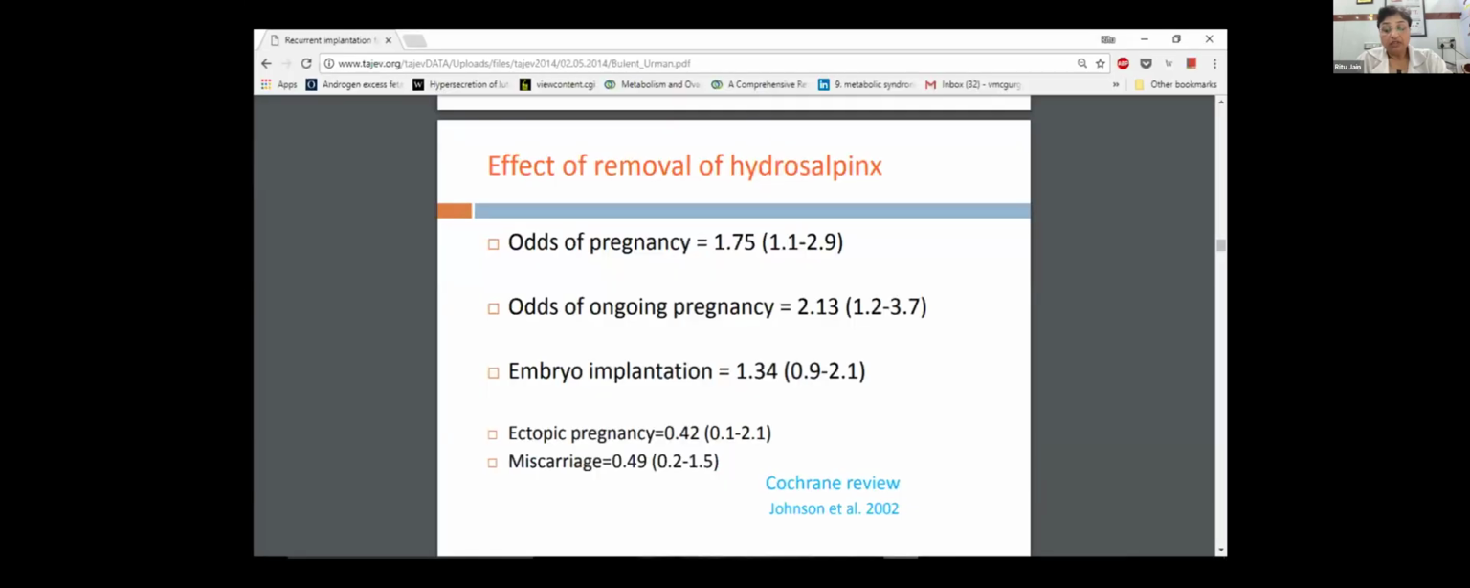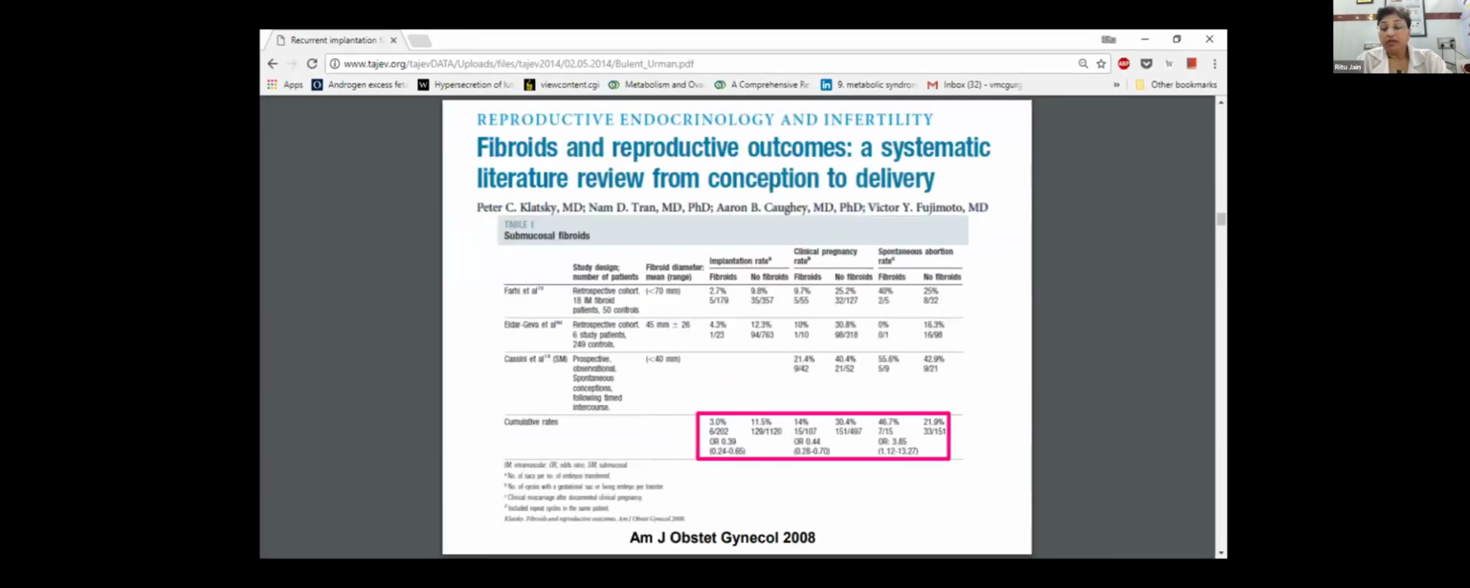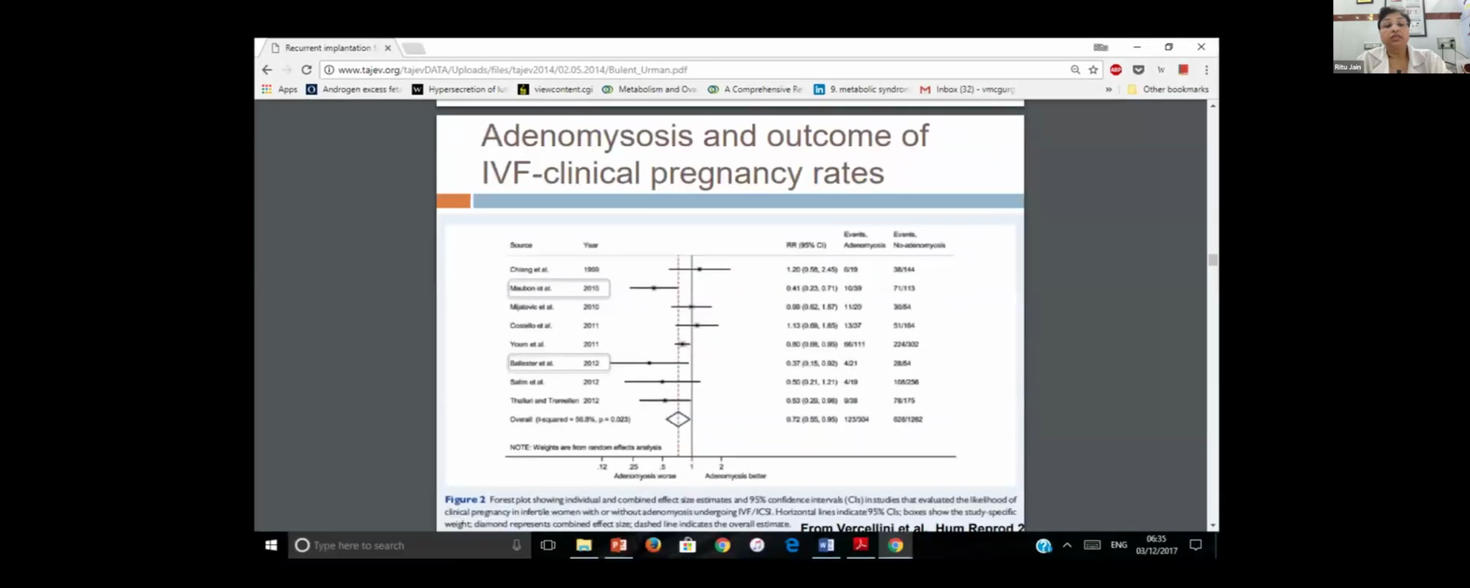And if salpingectomy is to be done, it is to be done very close to the tube so that the blood supply is not altered. It has a positive effect and improves the ongoing pregnancy rate. Same for the fibroids. The literature shows that there is improvement in the pregnancy rate.